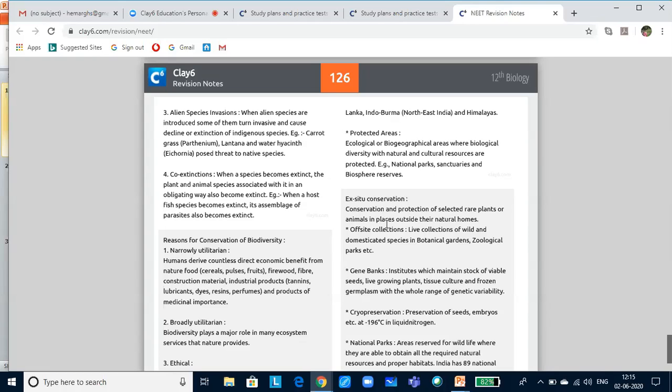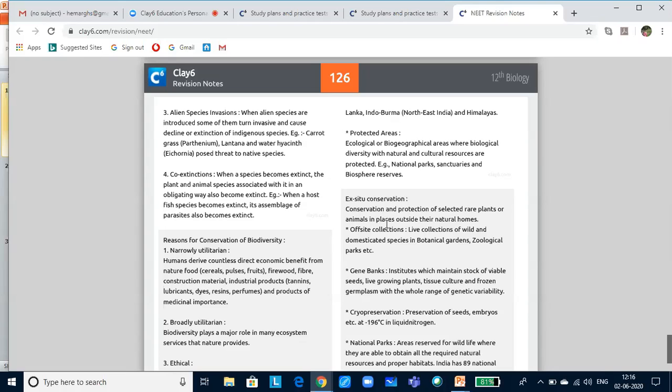Now, if you look at Parthenium, it came in along with the wheat as a weed, and you know how dangerous it is. It causes a lot of pollen allergy, which creates skin irritations and skin problems in many of the people who have allergy to pollen of Parthenium.